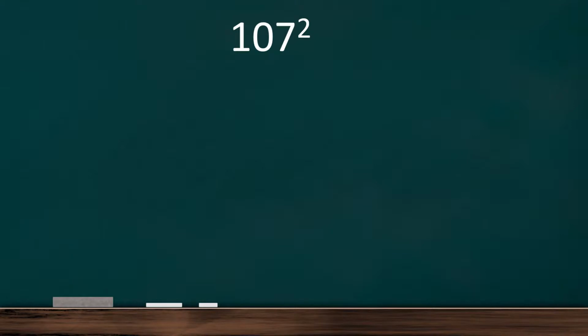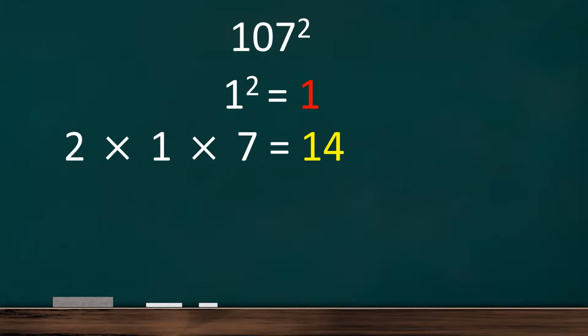This time we're going to square 107. First, we square the hundreds digit of 107. So 1 squared is equal to 1. And then we have 2 times the hundreds digit of 107 times the units digit of 107. So it's 2 times 1 times 7, which is equal to 14. And then we square the units digit of 107, which is 7 squared, which is equal to 49.